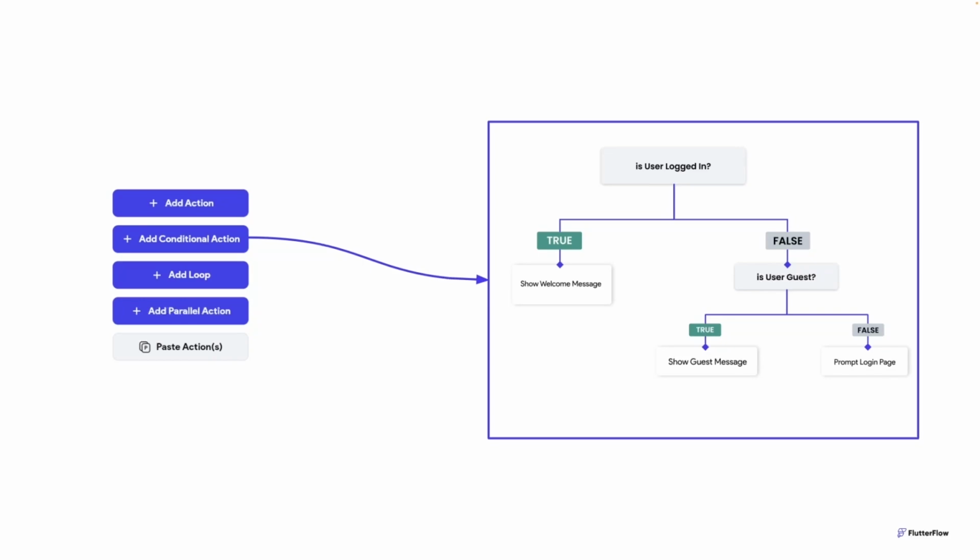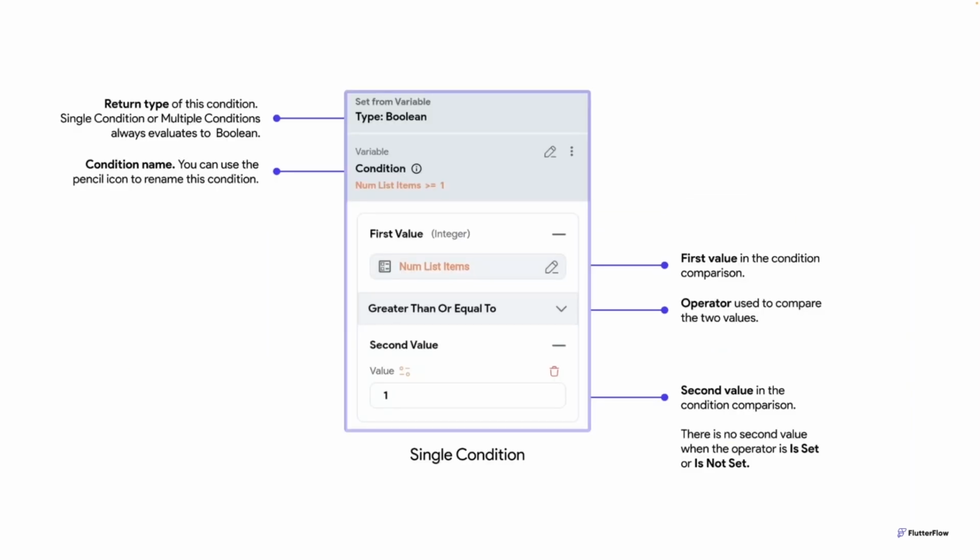But sometimes you need a single condition. A single condition flow allows you to define a condition by comparing two values. These values can be set manually or derived from variables, and the condition will return either true or false. There are different operators for the comparison, such as greater than, equal to, greater than or equal to, and so on.